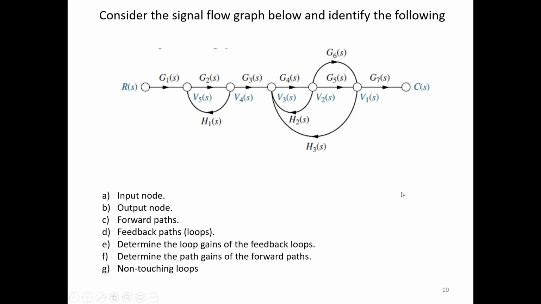Okay, now I have to trace the forward path. That is what section C is. So how to identify the forward path?